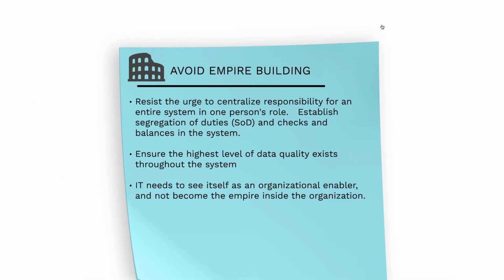Finally, the last piece of advice the authors provide here is to avoid empire building. There really is the need to resist an urge to centralize the responsibility for any one system in one person's role. Establishing the right amount of segregation of duties and checks and balances in this system, like any other system, is equally important. Organizations must ensure the highest level of data quality exists throughout their system as well, or it will simply be a garbage in, garbage out problem. IT needs to see itself as an organizational enabler and not become the empire inside the organization.